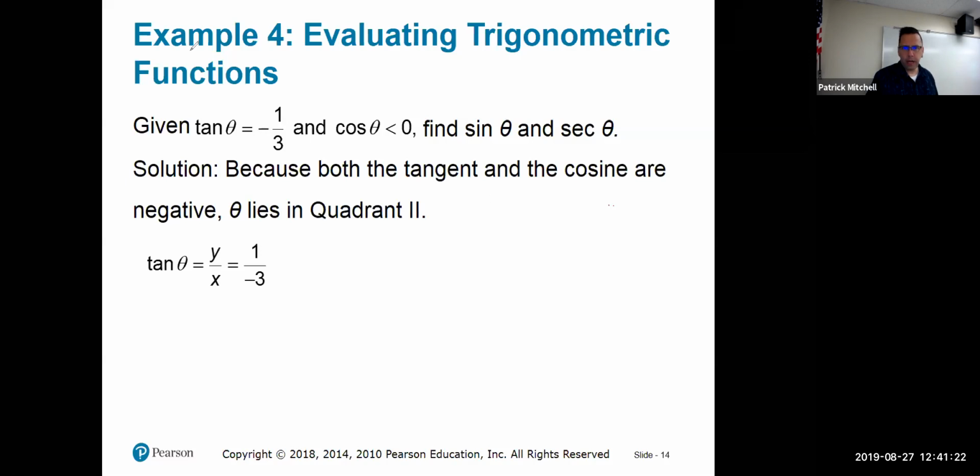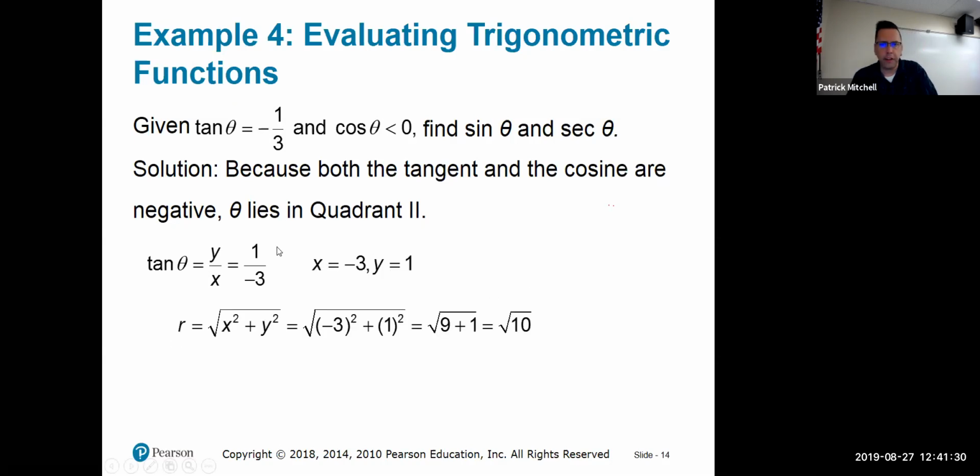Okay, so now that we know that y is 1 and x is -3, we can figure out r by using the usual formula. So r is the square root of x squared plus y squared. So I replace x with -3, I replace y with 1, I get that r is the square root of 10. All right, so now we have everything we need. We have x is -3, we have y is 1, and we have r is the square root of 10.